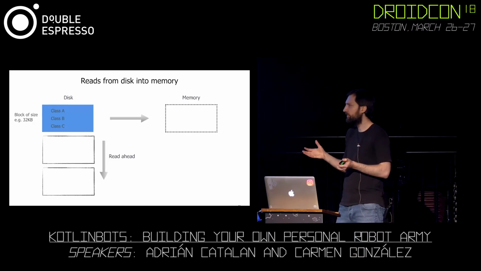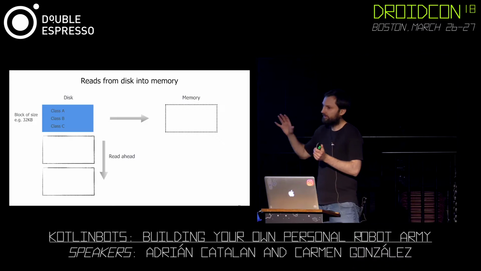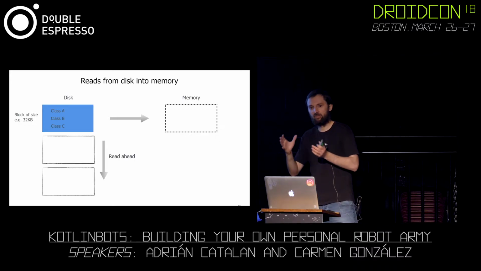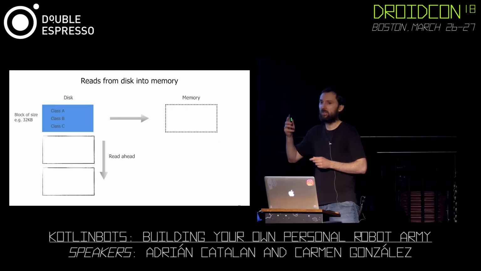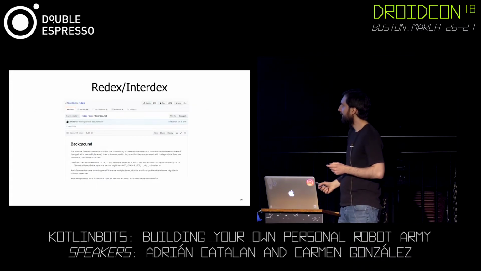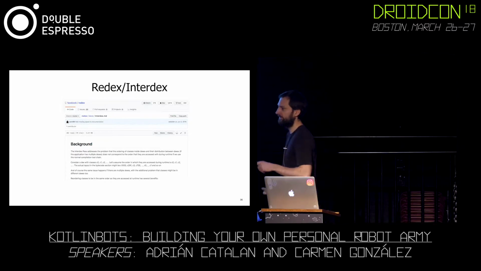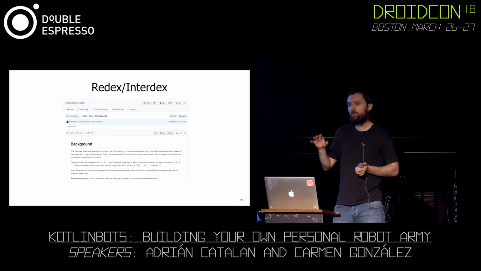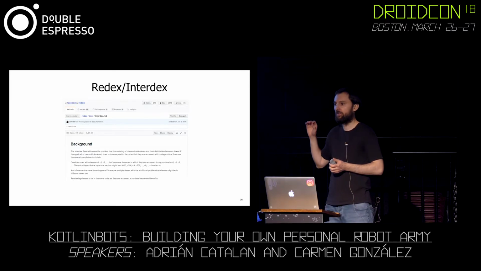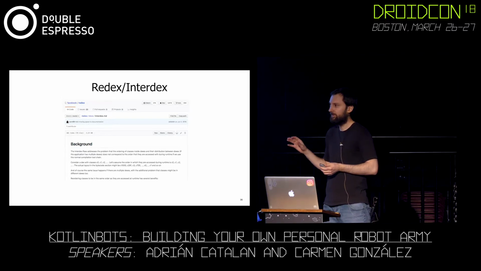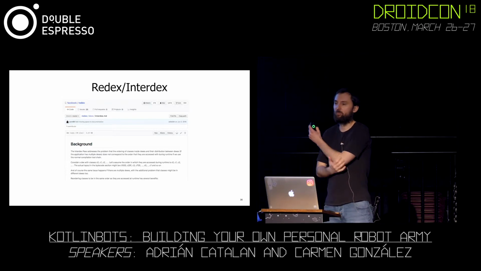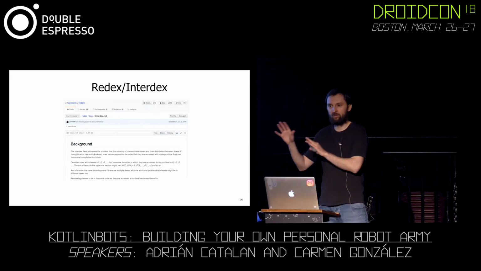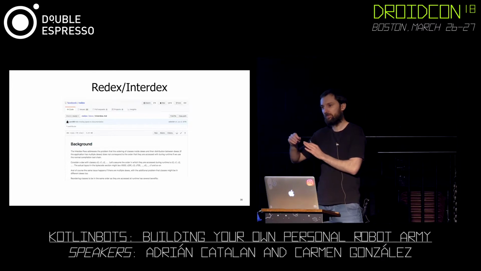So with modularization, what you gain is that classes that are used together are close to each other. But you can actually take this further. You can apply Redex interdex optimization. Redex is an open source project from Facebook, and this is a bytecode optimizer. Like, probably we all are familiar with ProGuard. So ProGuard optimizes Java bytecode. Redex is a step further.